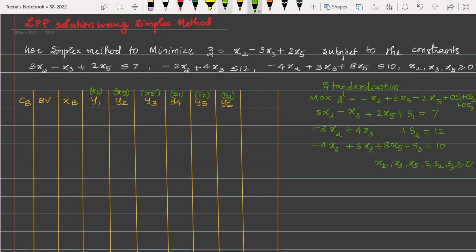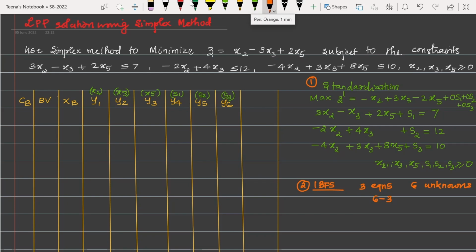Now the second step is to find the initial basic feasible solution. First step is the standardization. Second step is to get the initial basic feasible solution. We know that there are three equations and 6 unknowns. 6 variables and 3 equations. So we set the excess number of unknowns, that is 6 minus 3 unknowns, equal to 0, and we solve for the remaining set of variables.